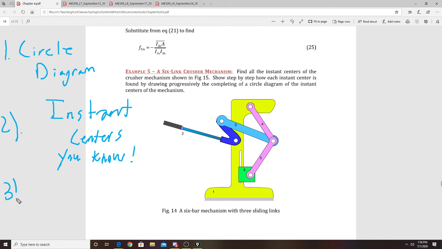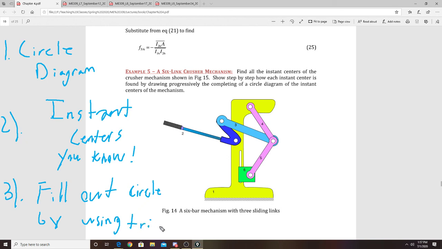And then 3, you fill out the circle by using triangles. Yeah, there's not a big process for these. Essentially, you just write the circle diagram, you do the ones you know, and then you find out the other ones. That's basically it. There's not much more to it, I'm afraid.